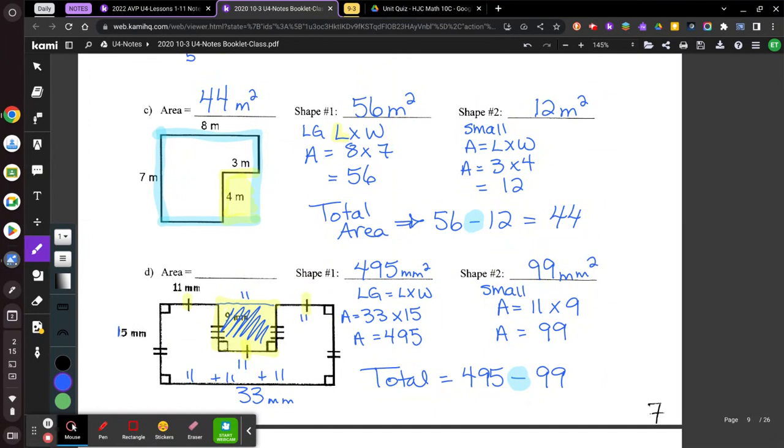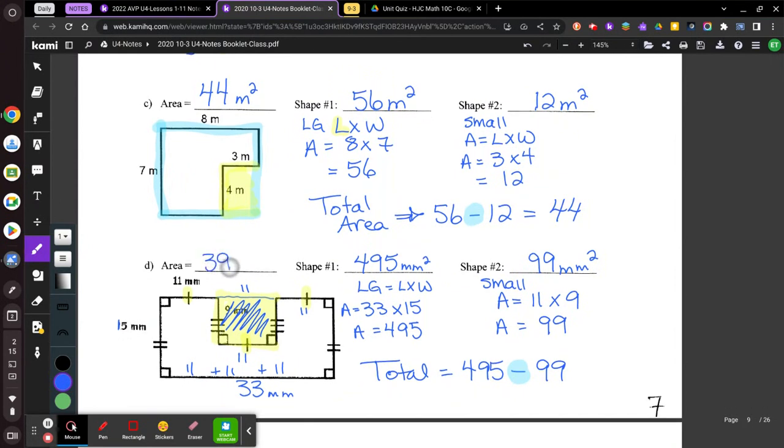All right, so we take 495 and we subtract 99. And that is going to be 396. So we get 396 millimeters squared. Okay?